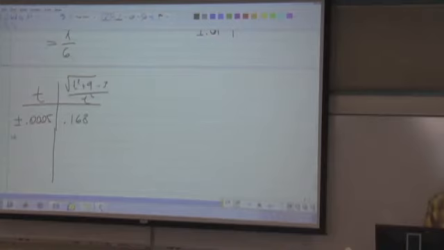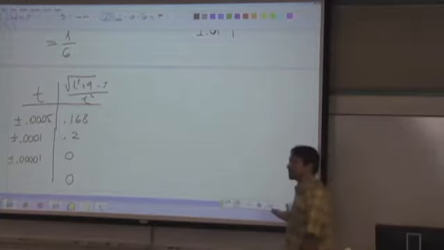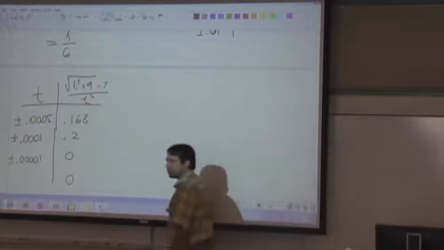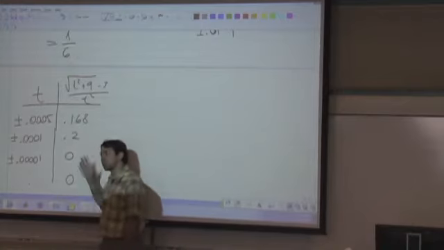Put in 0.0001, I end up with 0.2. Plus or minus 0.00001, I end up with 0. And from this point on, they're all going to be 0. So what is this actually telling me? What is the limit? Is it 1/6 or is it 0?